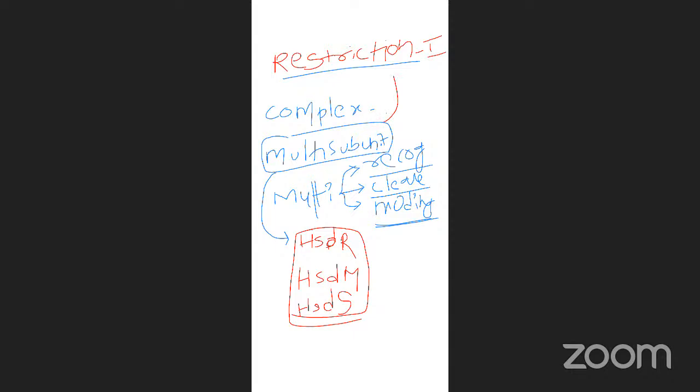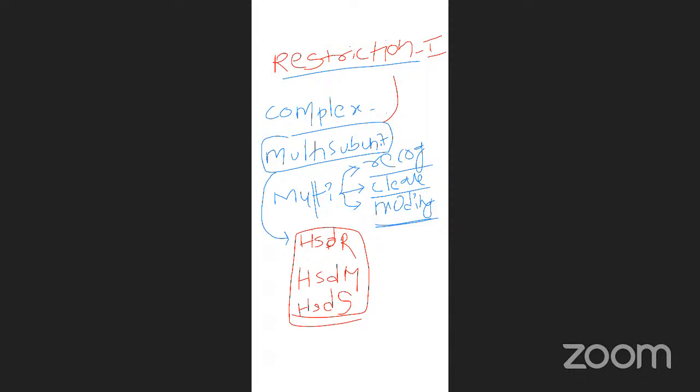Sir, once tell the full form, sir. HSDR full form? The full forms are given for enzymes like EcoRV, KpnI, and others, but not given the full form of the subunits. Just the names of the subunits. These are the codes only.